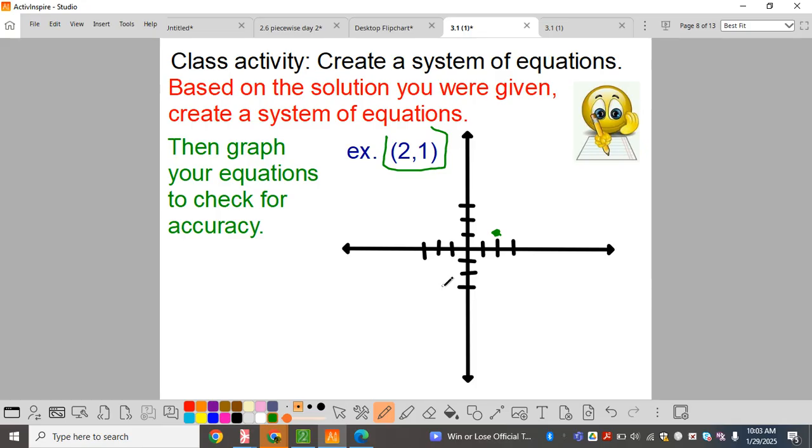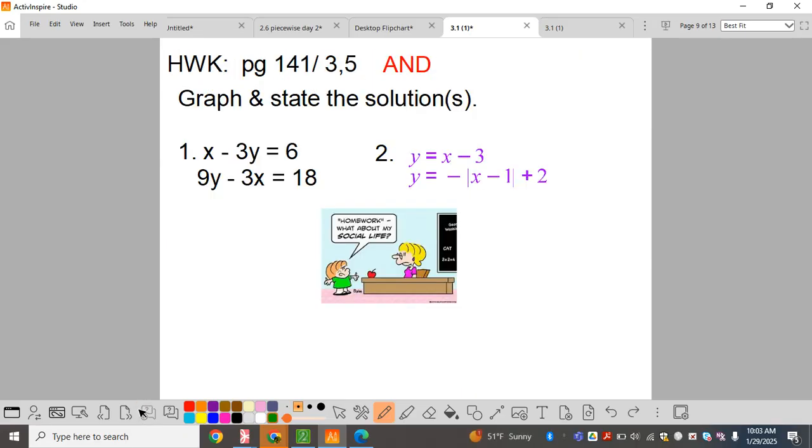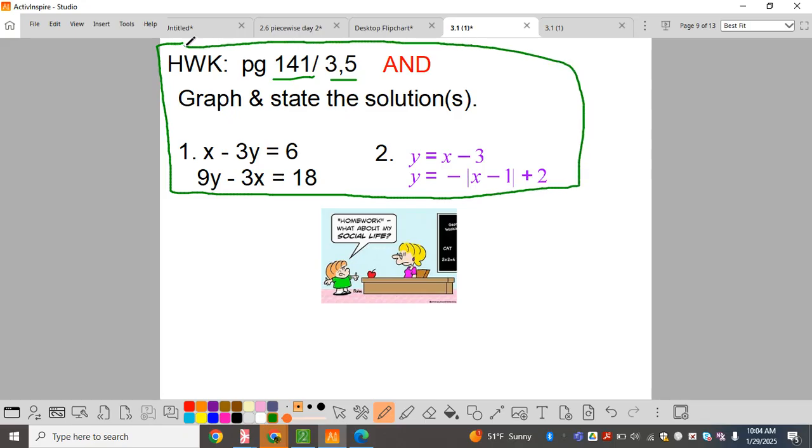Okay. So you can make a linear and an absolute value. You can make two absolute values, or both lines, linear equations. And this is your homework, page 141, 3 and 5, and graph and save the number of solutions of these two extra problems. Okay, there you have it, a part of your lesson for today.